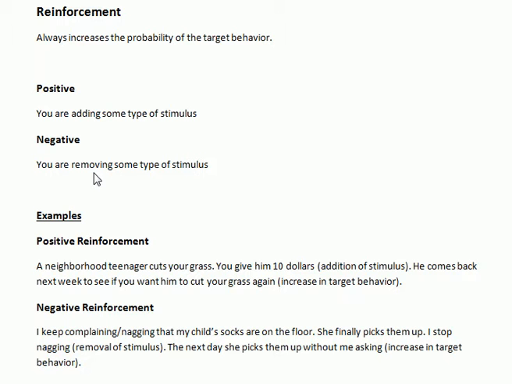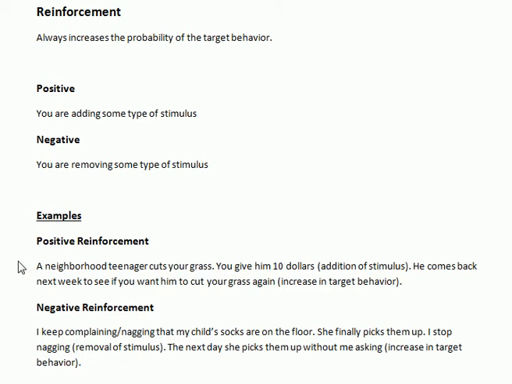And so when we try to describe it or give an example for it, a lot of times students think it's more like punishment. But it's not punishment at all, because punishment always decreases a behavior and reinforcement always increases a behavior. So let's talk about two examples.